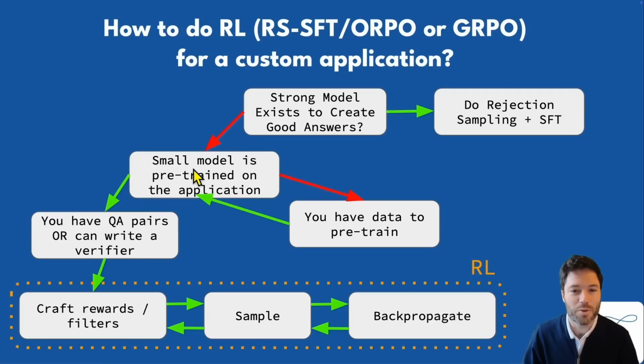If you do not have a small model that is pre-trained on the application, then it's probably going to struggle to improve with reinforcement learning. So you need to find some data and you need to pre-train that model. And by the way, if that model is too small, maybe you're not going to be able to ingrain that data with enough granularity. And so you might need to move to a bigger model.